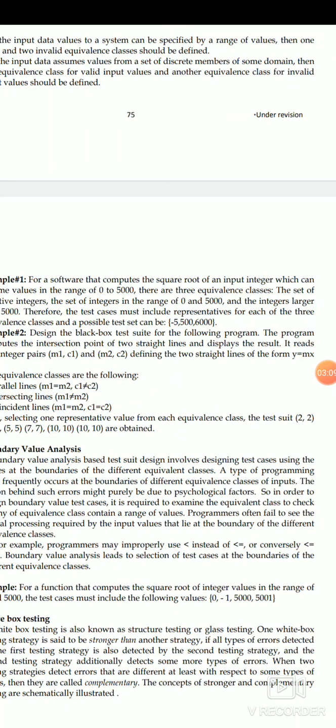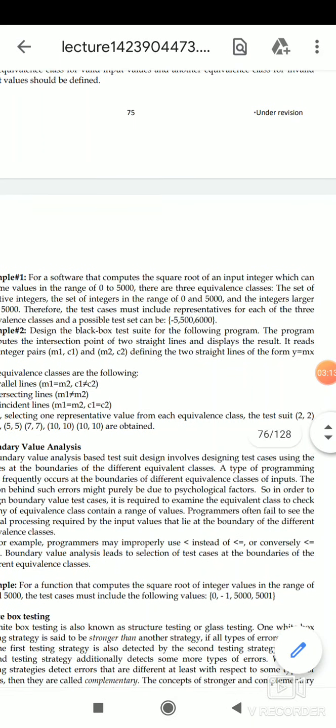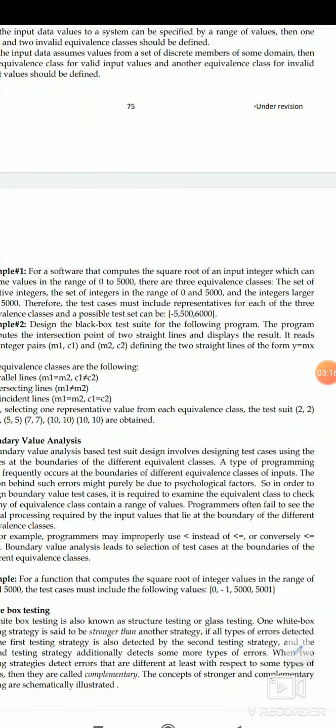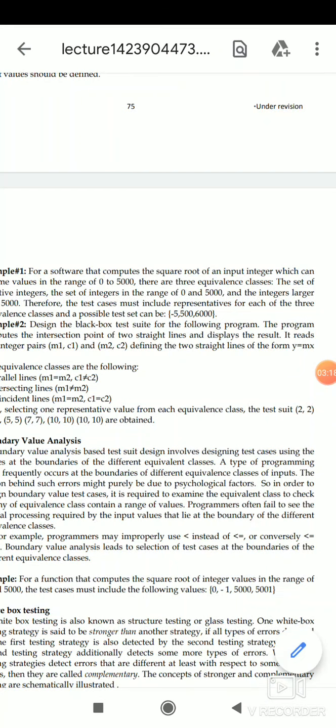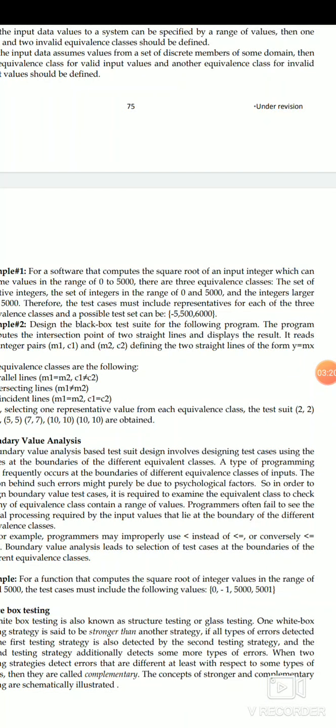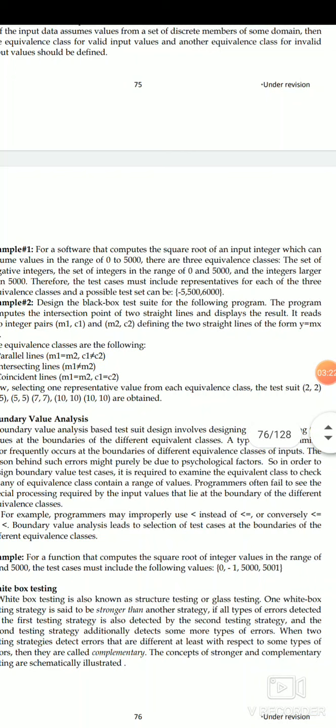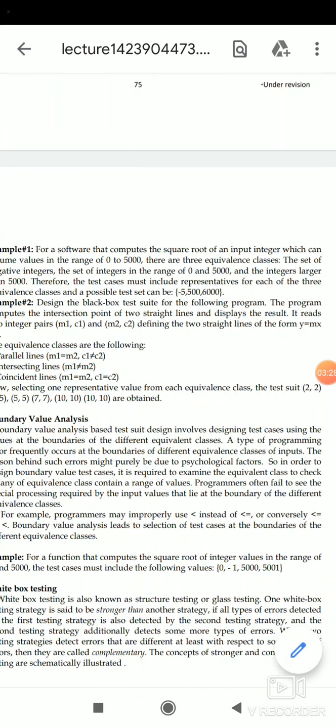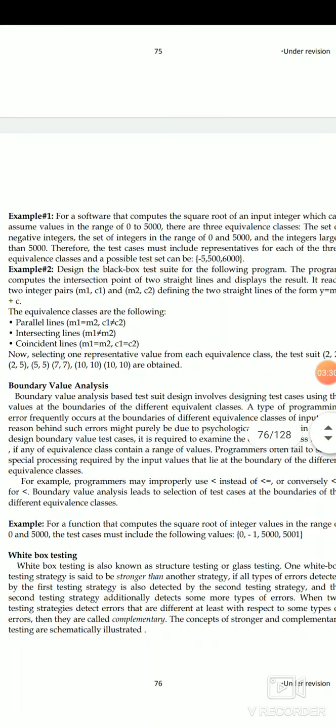Suppose for values less than 0 we have taken -5. For 0 to 5000, suppose we have taken 500. For more than 5000, we have taken 6000. That means if the software works correctly with these three values, then it will be equivalent to testing the software with all the possible values.